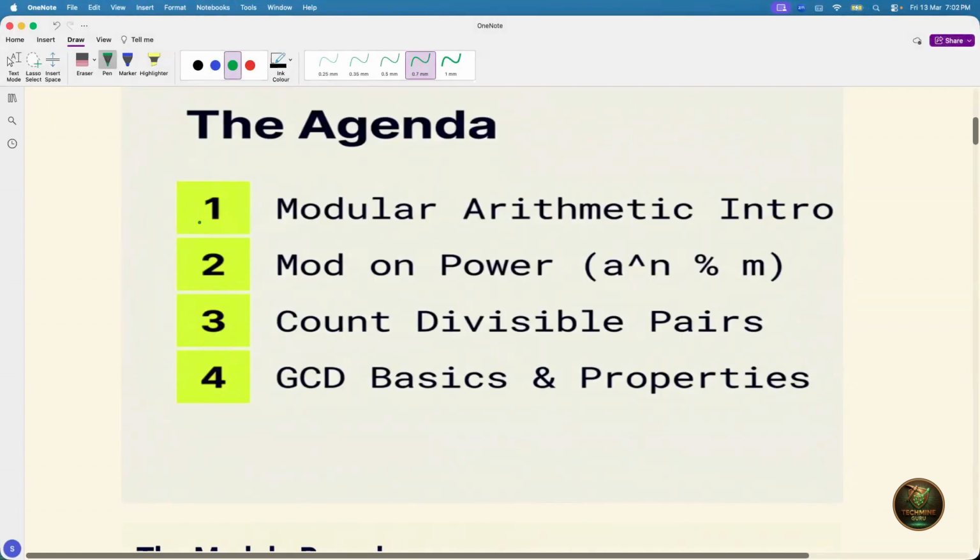Our agenda for today is packed with powerful techniques. First, we will introduce the fundamentals of modular arithmetic. Second, we will tackle the challenge of mod on power, specifically calculating a to the power n mod m. Third, we will apply our skills to solve the count divisible pairs puzzle. And finally, we will break down GCD basics and properties.